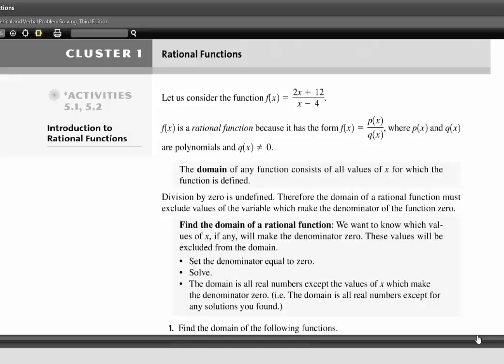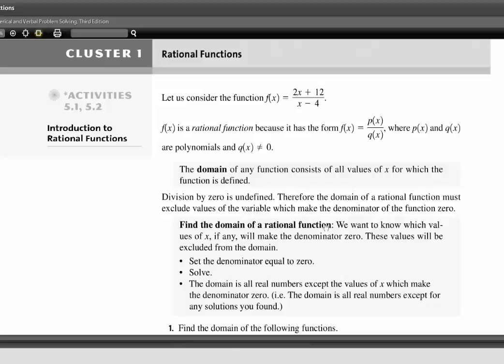Hello, class. This is the fourth video covering activity 5.1. So far, we've found the domain of a rational function. We found the vertical intercept and the horizontal intercept. And now I'd like to explore the equation for the vertical asymptote.